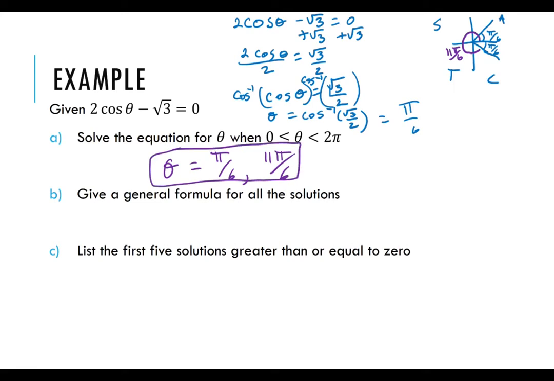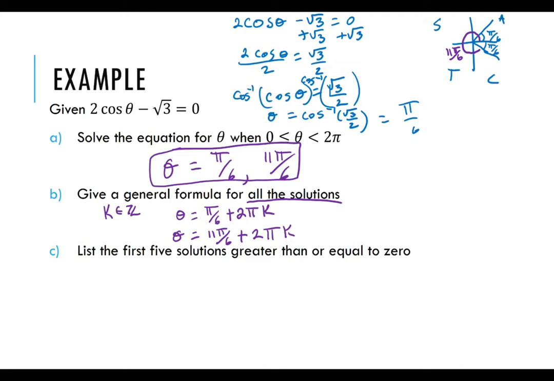But then, we need to give a general formula for all of the solutions. Well, remember that each one of these angles has an infinite number of coterminal angles, and we need to write exactly that. So, let k be an integer. Then, theta has two solution sets. That's going to be pi/6 and all of its coterminal angles, 2 pi k. And then, theta is also going to equal the other angle, 11 pi/6, plus all of its coterminal angles, 2 pi k.